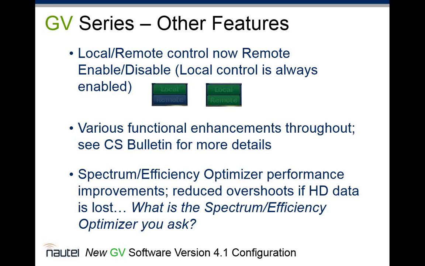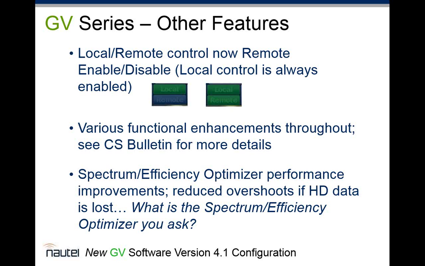And the next item is the spectrum efficiency optimizer performance improvement. You can imagine with any new feature that gets released, you start to get some feedback, and some feedback we received was that we were getting a little bit too much overshooting if the HD data was lost on a GB transmitter. It wasn't significant, but it made people uncomfortable, and I can appreciate that. So we revisited the function and made some significant improvements to limit those overshoots.